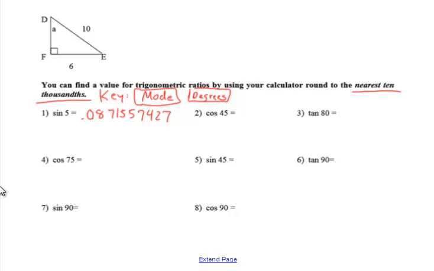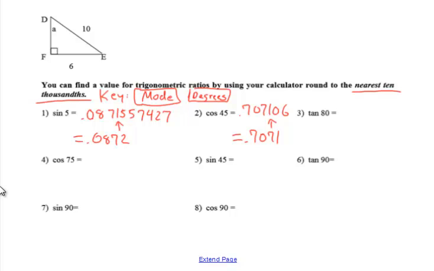So we have our tenths place, our hundredths, our thousandths, our 10 thousandths. We want to round to that one. Look to the one place next to the right of it. It's a 5. That means we're going to bump that 1 up to a 2. So 0.0872. Cosine of 45. Again, on our calculator, cos 45, 0.707106. 10 thousandths, that's 4 decimal places. I look at it, I got a 1. To the right, it's a 0. So we keep that as a 1.